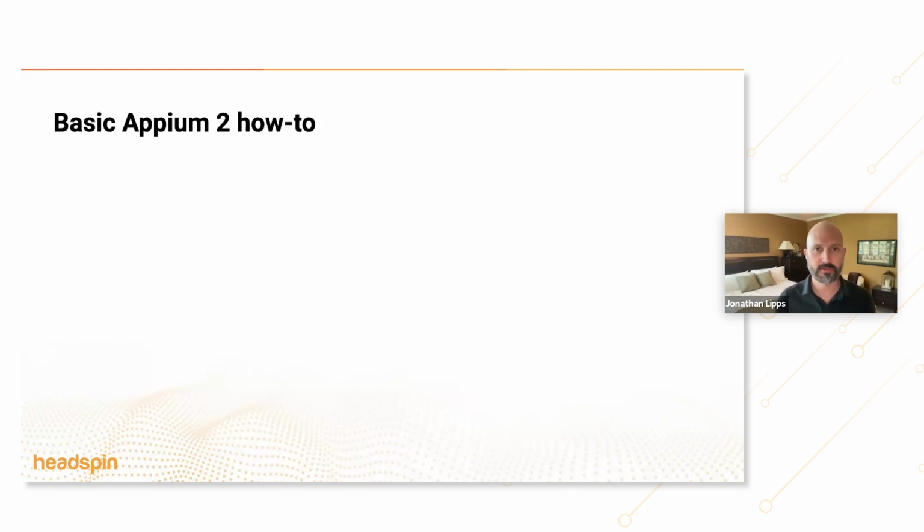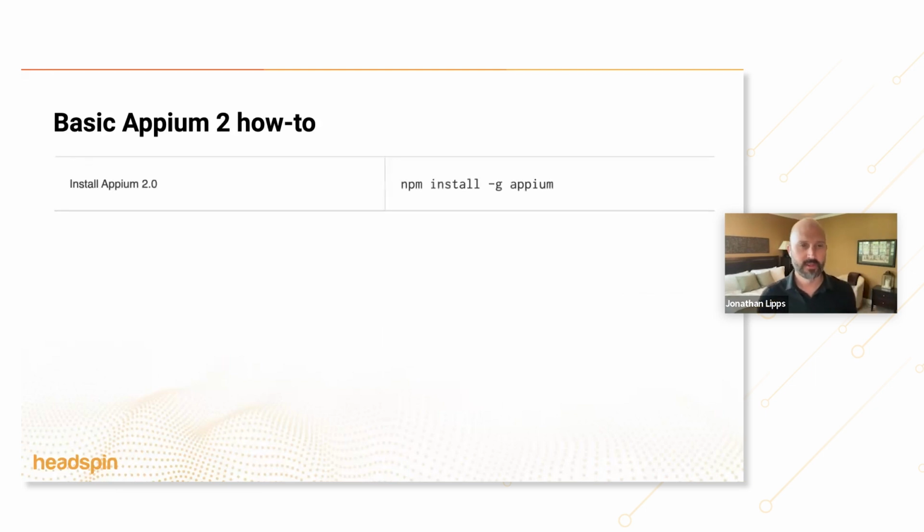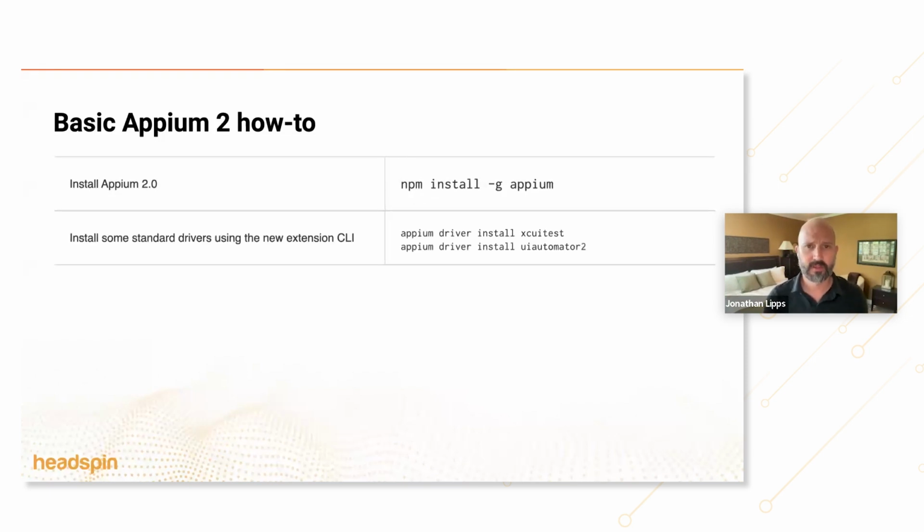A little basic how-to in terms of getting started with Appium 2, assuming some familiarity already with Appium. Installing it is the same as before. Appium's a node-based project, so you install it with npm. If you have Appium 1 already, probably want to uninstall that first, get rid of everything. But you just npm install -g Appium, and that will put the Appium executable link on your system.